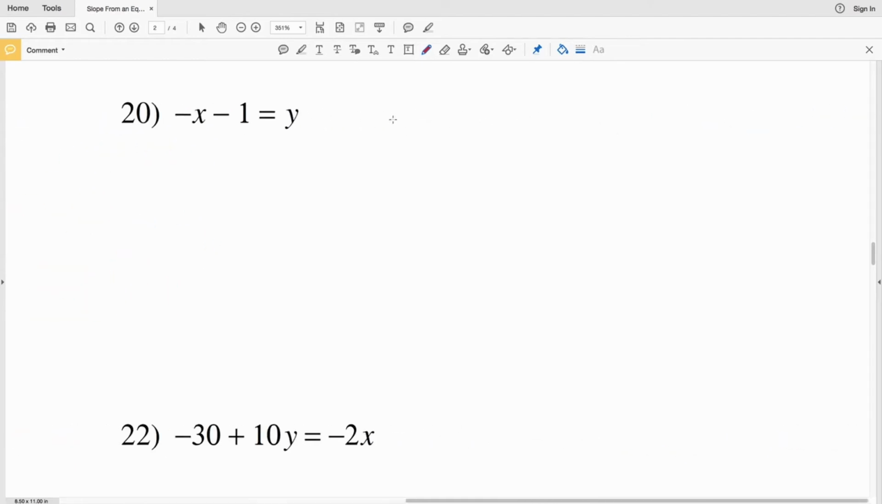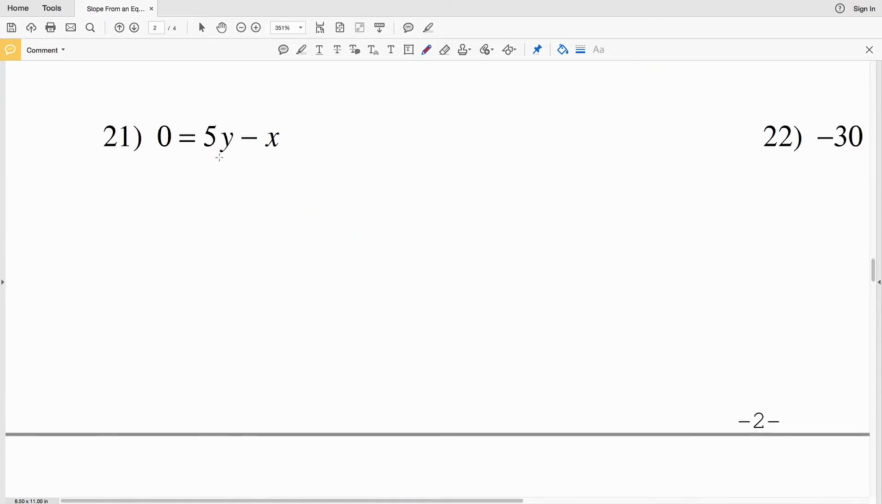In number 20, this is already in the form of y equals mx plus b. But if you want to rewrite it, you can say y equals negative 1x, or negative x, plus a negative 1, or minus 1. So remember, a negative x is the same as negative 1 times x, so our slope is negative 1. In number 21, I'm just going to add x to both sides at the start.